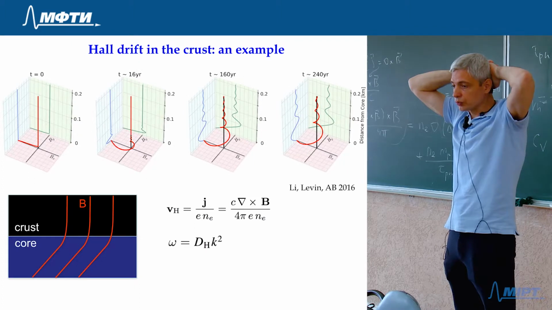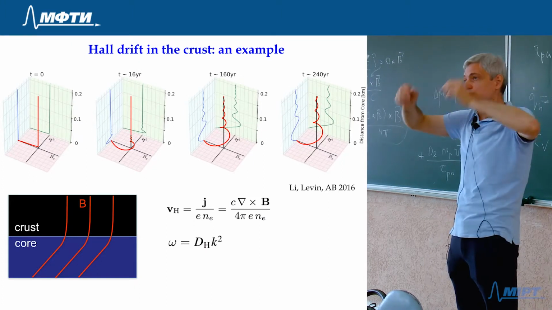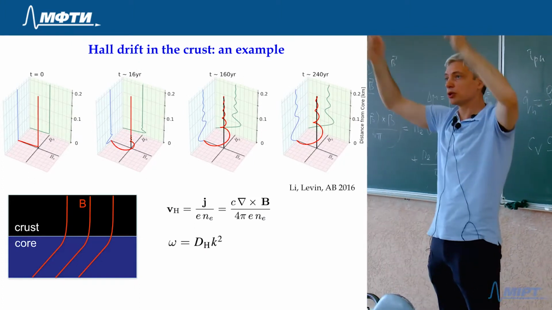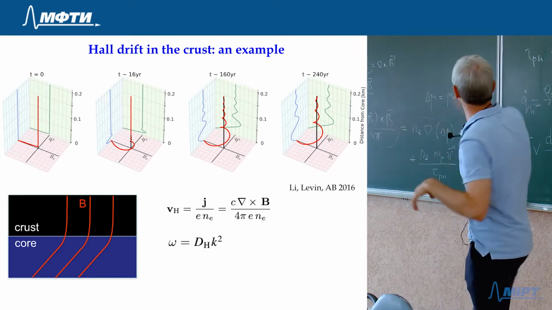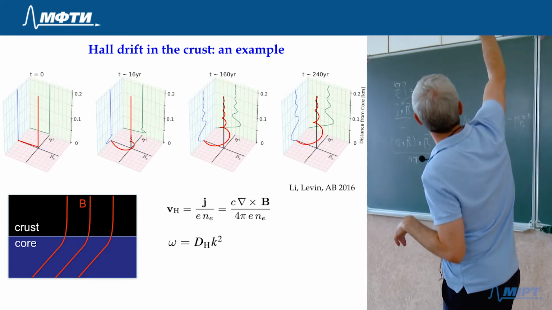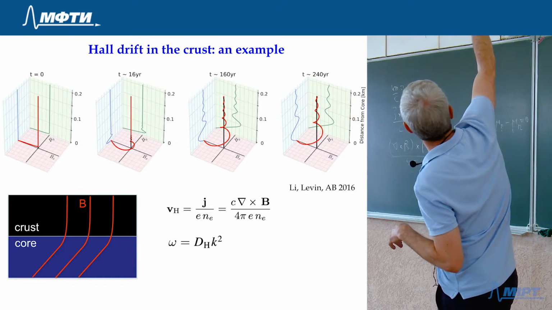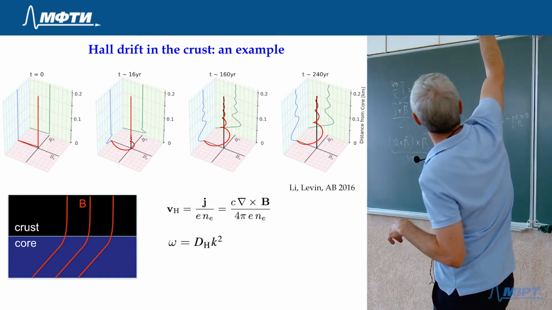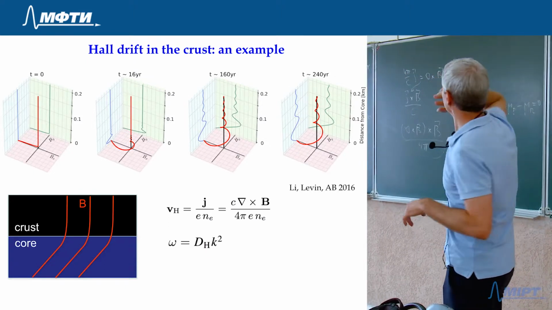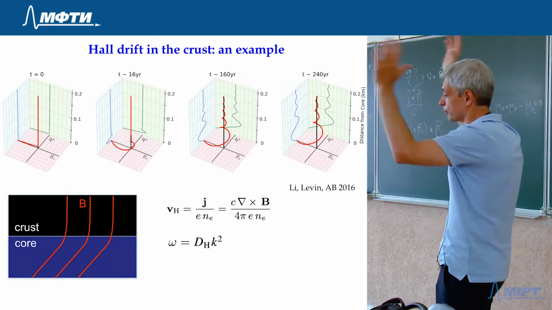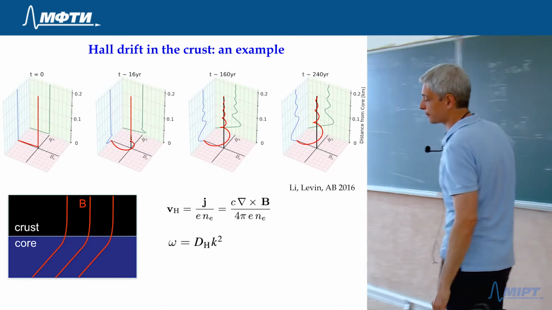And these modes will propagate with different speeds. First you launch high k modes, and then low k. And so that's what you see in this. You see the leading waves are shorter, and the trailing waves are longer. And so you launch this trail of waves into the crust.